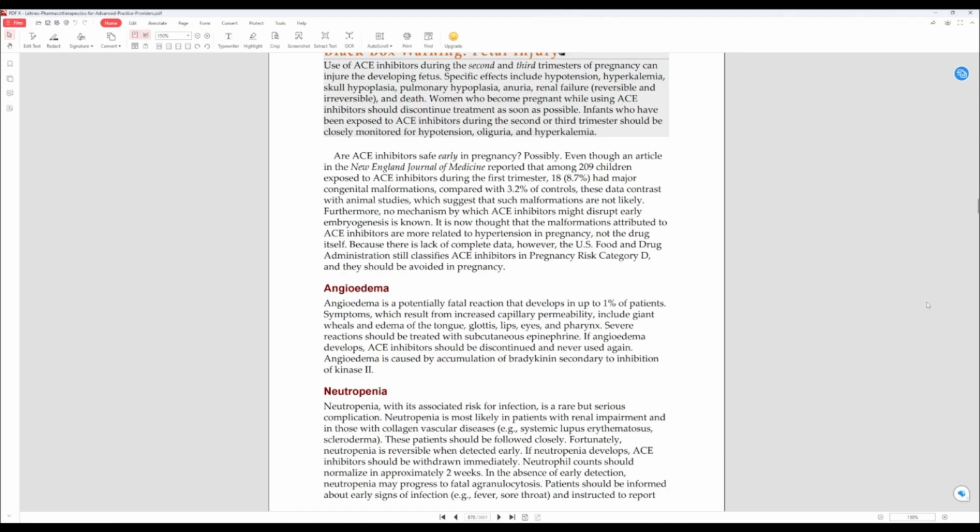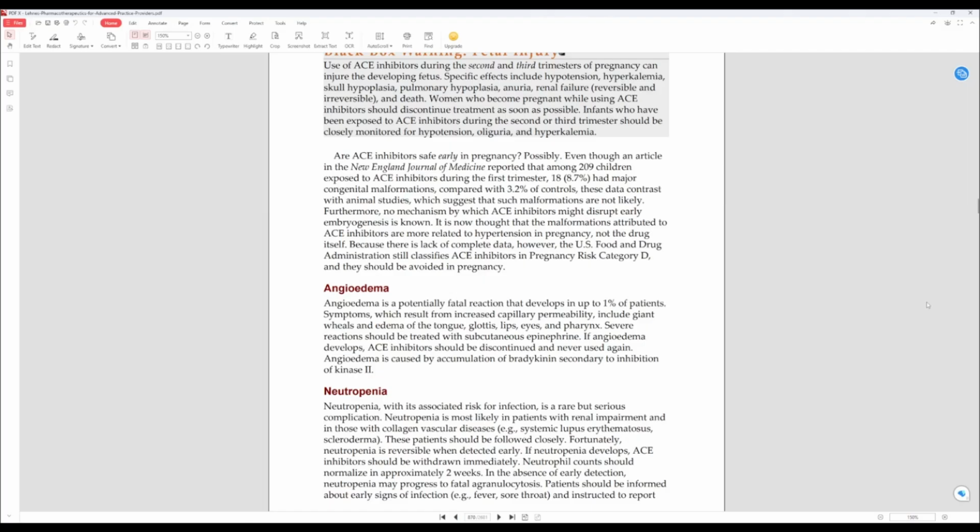So, are ACE inhibitors safe in early pregnancy in that first trimester? The answer is possibly, even though an article in the New England Journal of Medicine reported that among 209 children exposed to ACE inhibitors during the first trimester, 18 had major congenital malformations, compared with 3.2% of controls. That data contrasts with animal studies, which suggested that such malformations are not likely. Furthermore, no mechanism by which ACE inhibitors might disrupt early embryogenesis is currently known.